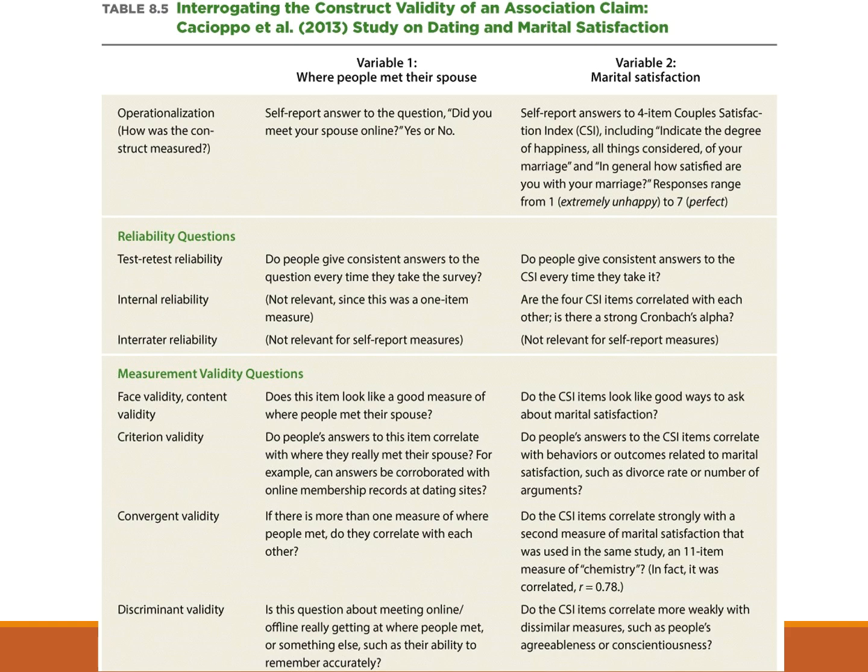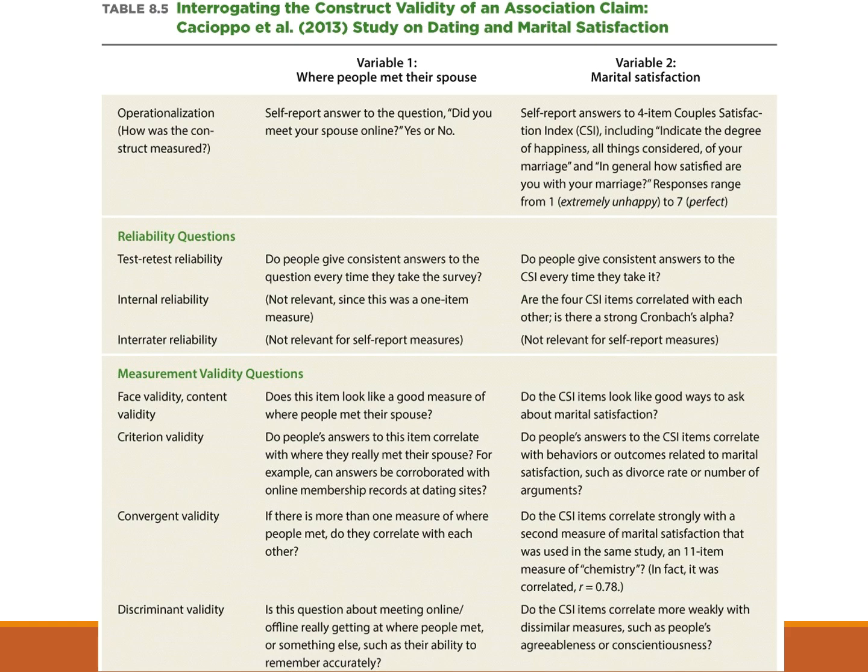Marital satisfaction is a self-report answer to the 4-item Couples Satisfaction Index. So there are 4 items. Each one indicates your degree of happiness with all things considered in your marriage, and in general, how satisfied you are with the marriage. Responses range from 1, extremely unhappy, to 7, feeling perfect. We then ask reliability questions. So test-retest: do people give consistent answers to the question every time they take the survey? For instance, if we asked people multiple times if they met their spouse online, do we always get a yes or do we always get a no?